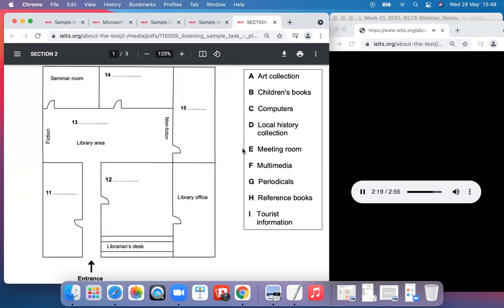That's the multimedia collection, where you can borrow DVDs and so on. And we also have CD-ROMs you can borrow to use on your computer at home. It was originally the art collection, but that's been moved to another building. And that's about it. Oh, there's also the library office on the left of the librarian's desk. Okay, now, does anyone have any questions?